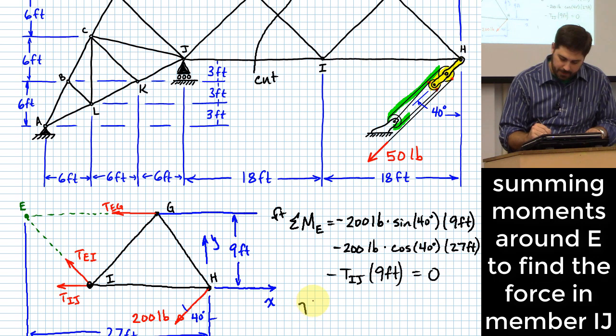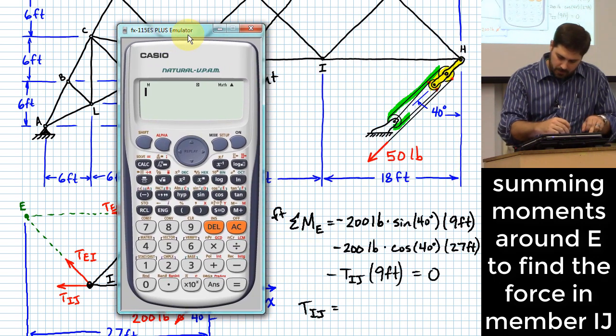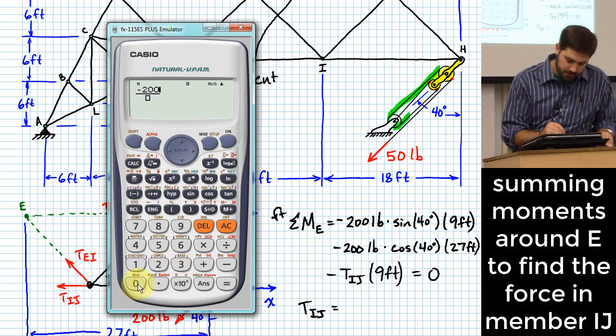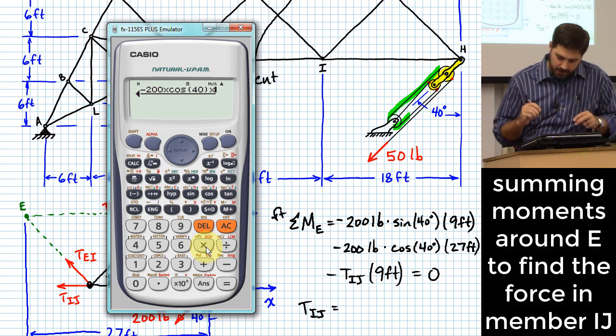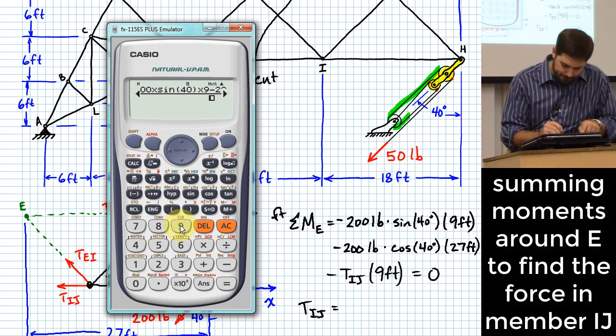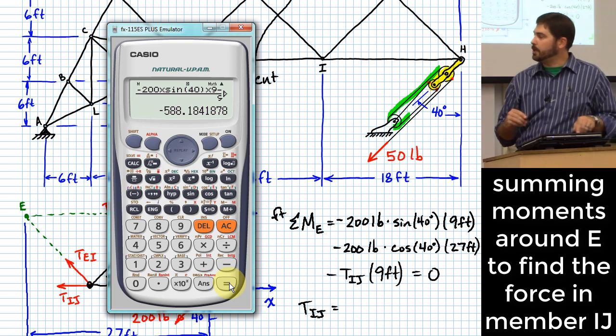All this is equal to zero, so TIJ is equal to, okay, looks to me like it'll be equal to negative 200 times the sine of 40 degrees times 9 minus 200 times the cosine of 40 degrees times 27, all this over 9. Which gives me negative 588.2.